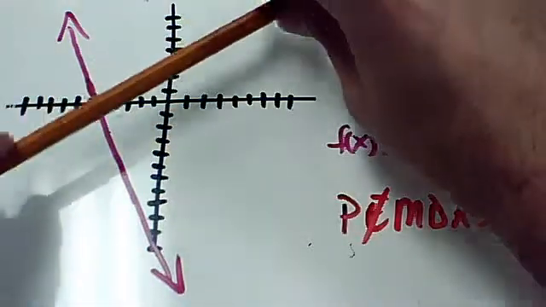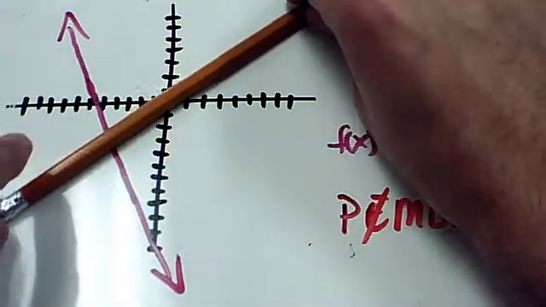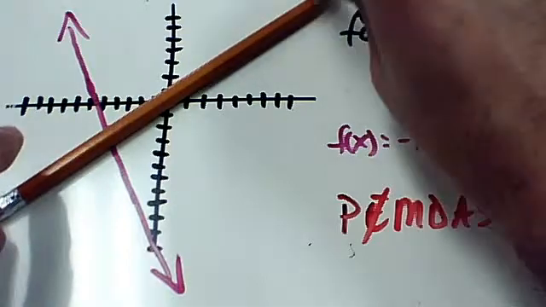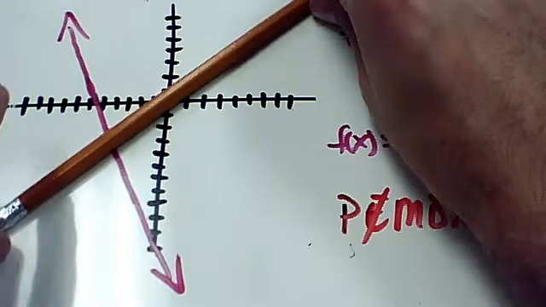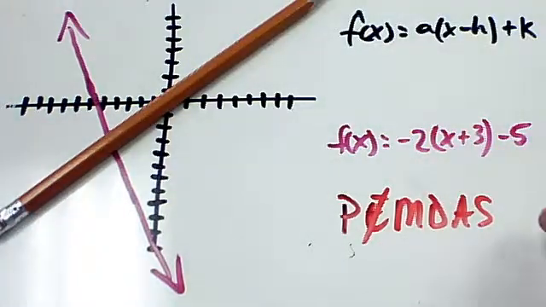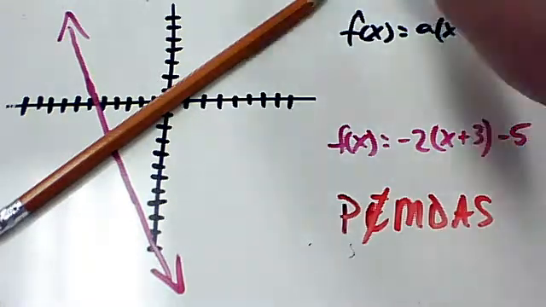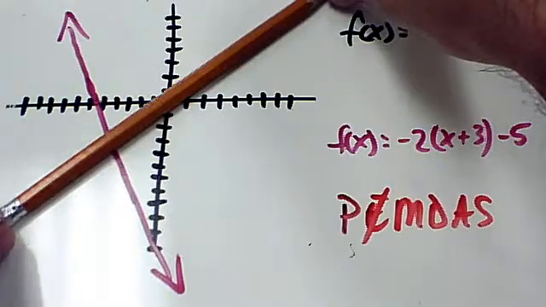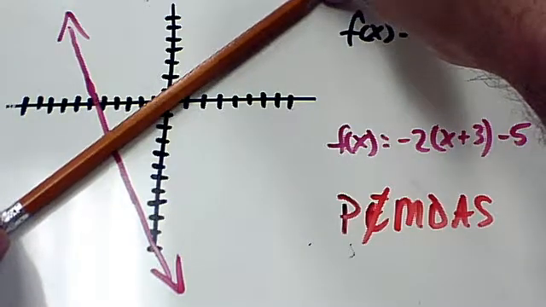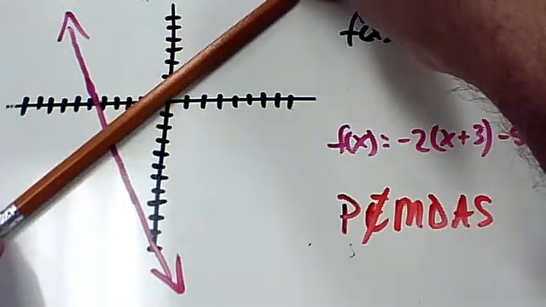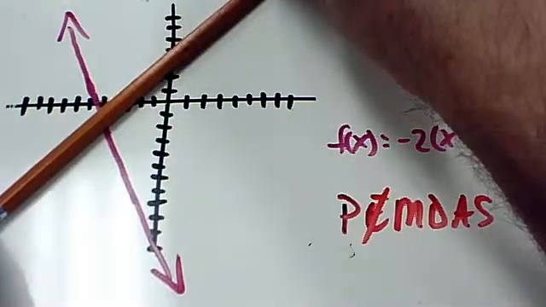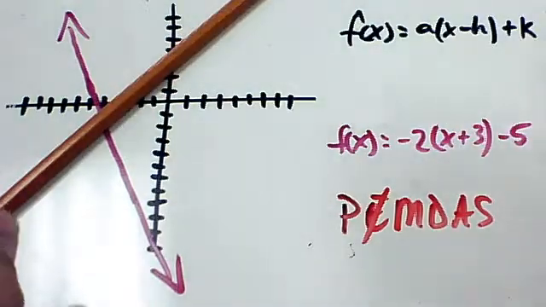So I'm going to start off with my parent function, f of x equals x, and it looks something like this. And so let's start with parentheses. When we add 3, now remember that's subtracting a negative 3, so we're going to shift that over to the left 3 units, 1, 2, and 3. Okay, and so now we're finished with that.